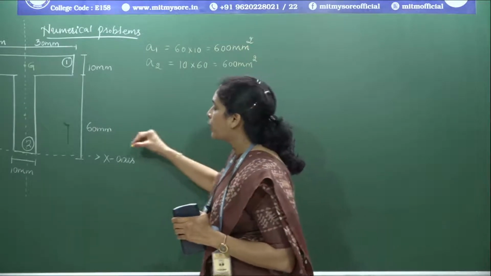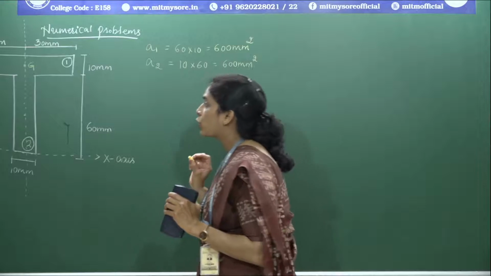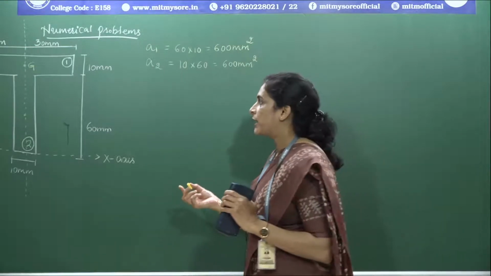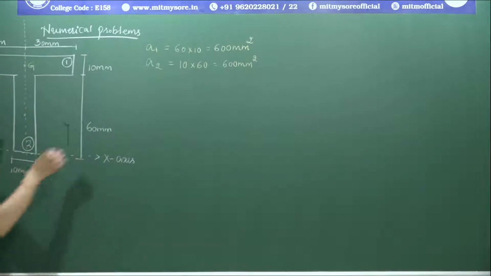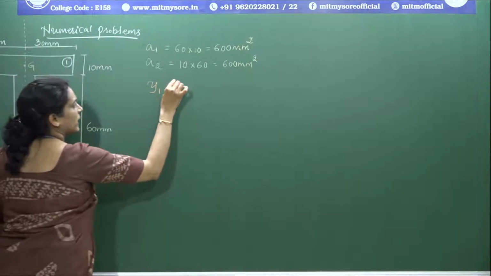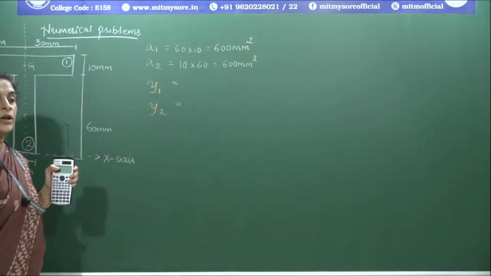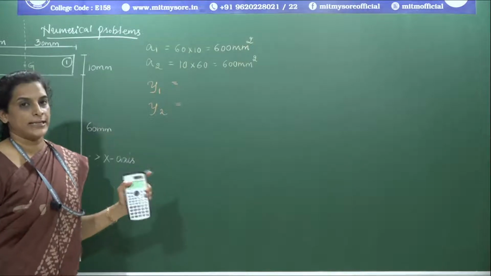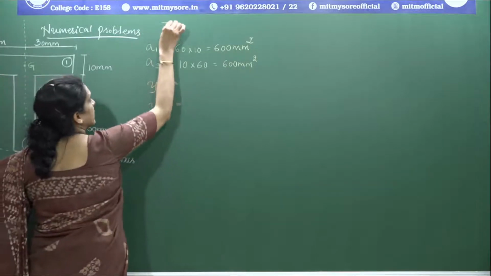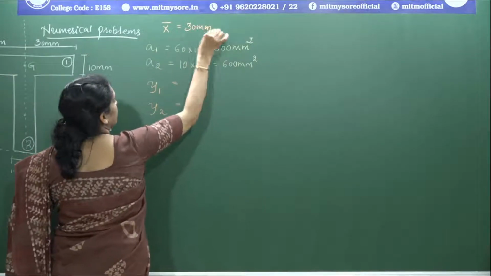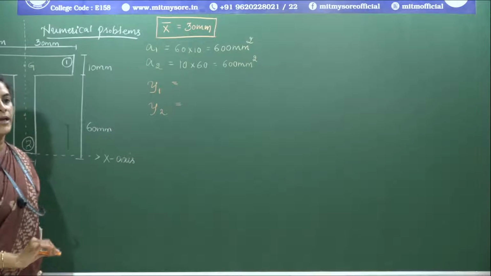Next we are supposed to calculate the coordinates of the individual components. What is the coordinate that we are supposed to find out individually? It is y1 and y2. y1 is the coordinate of the first component, y2 is the coordinate of the second component. Why are we not finding x1 and x2? Since the axis of symmetry lies on the y-axis, x bar is 30 mm. So now finding out y1 and y2.